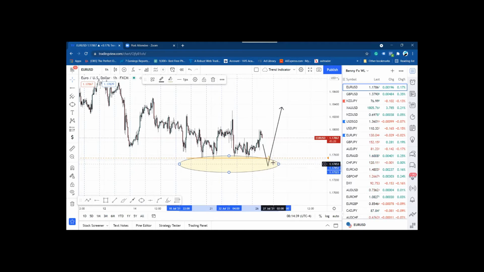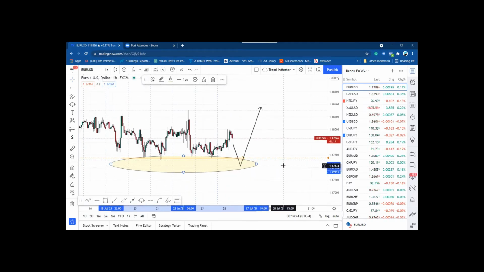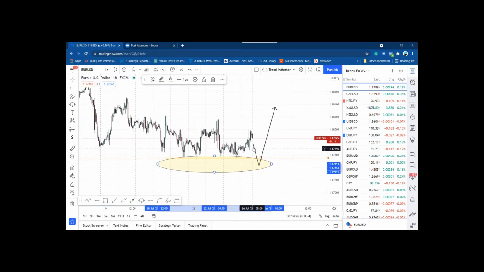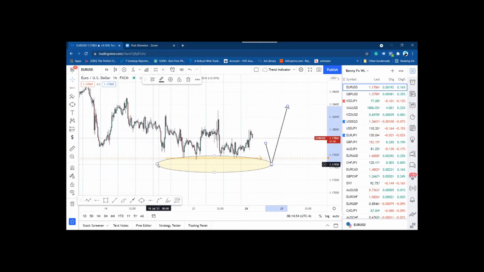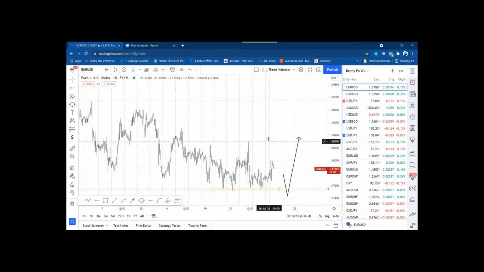I want to watch the market. I want to see a change of market behavior, and I want to see some kind of accumulation being done before I go long. Right. So this is what I see on the euro dollar. Like I said again, I'm not in the trade yet. I'm still waiting. Okay. Any questions on euro dollar?